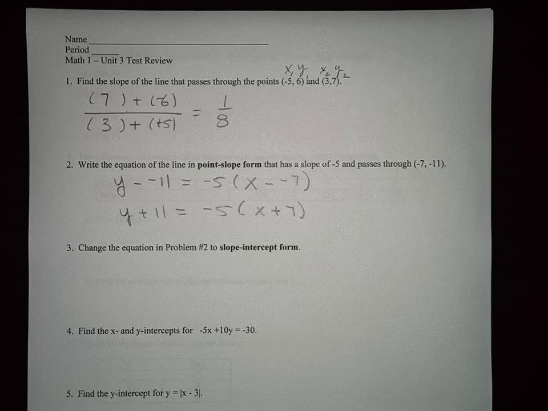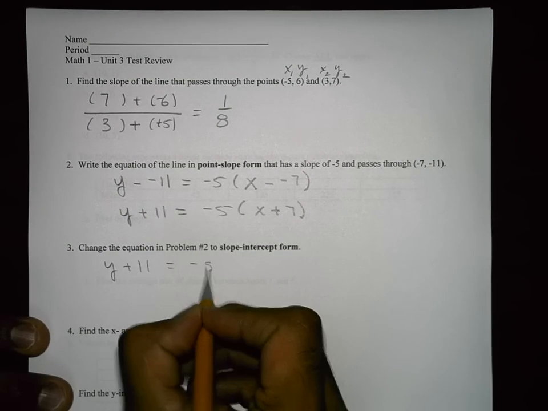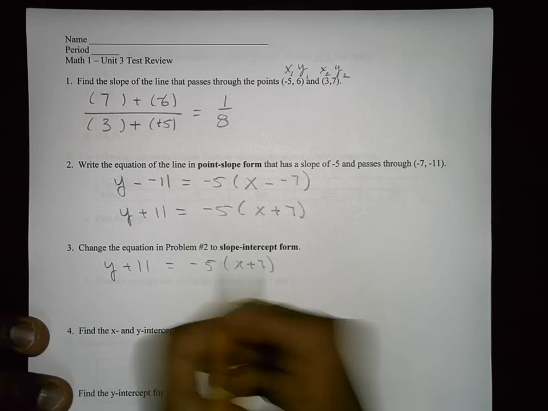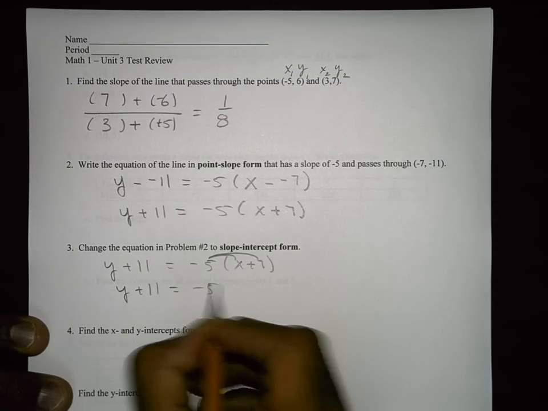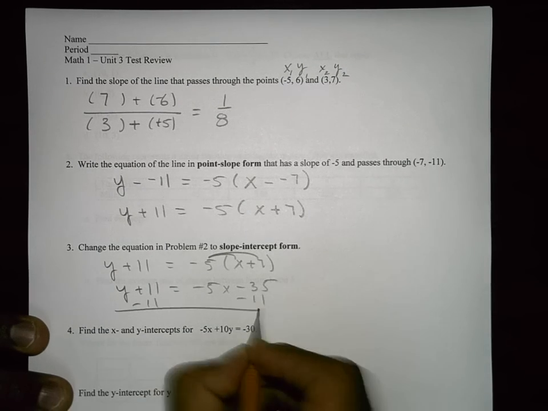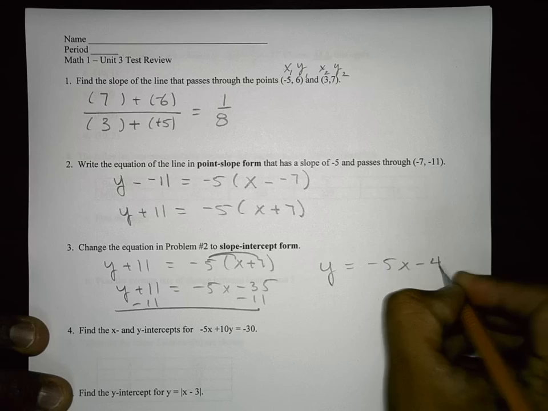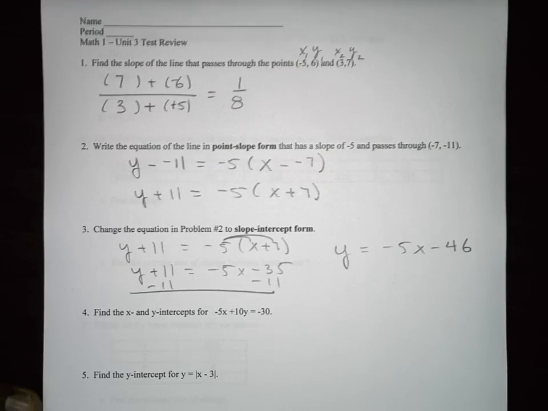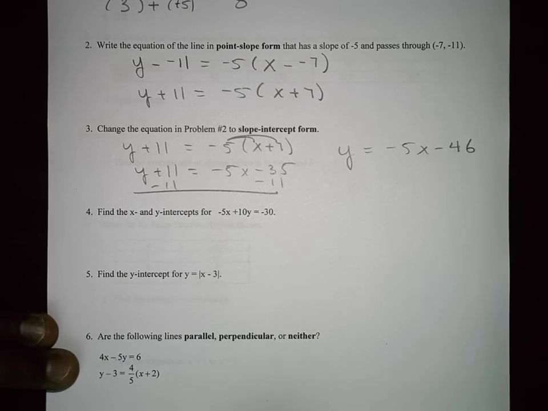Number 3, change number 2 into slope intercept form. So I'm going to rewrite what I got here. That means get y by itself. Subtract 11 to both sides. Come over here, I ran out of room.